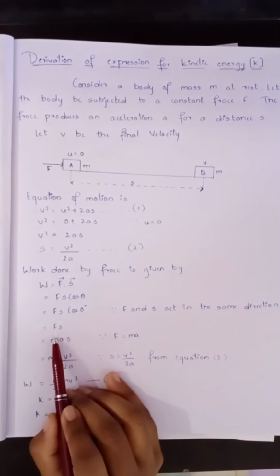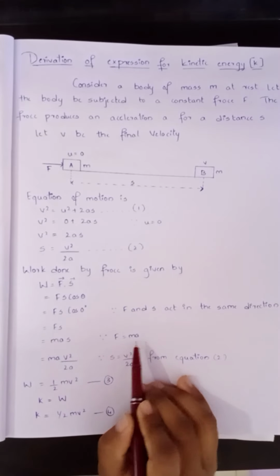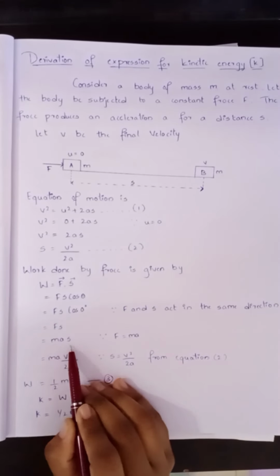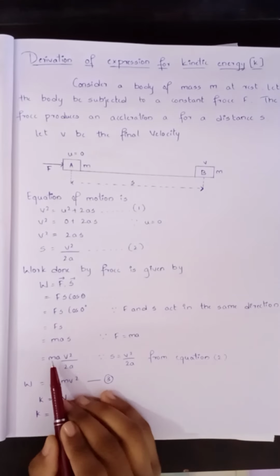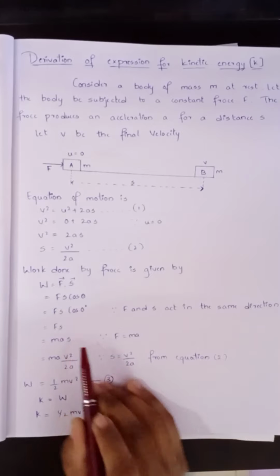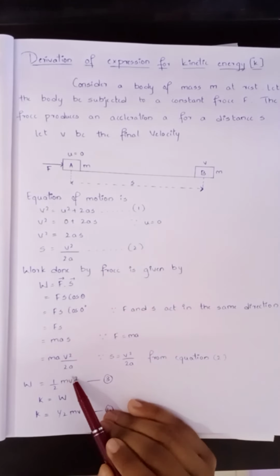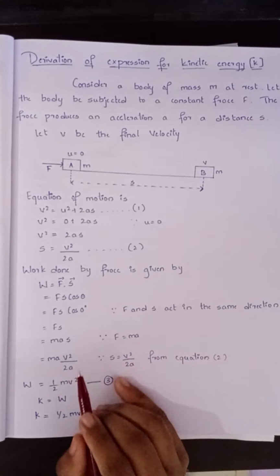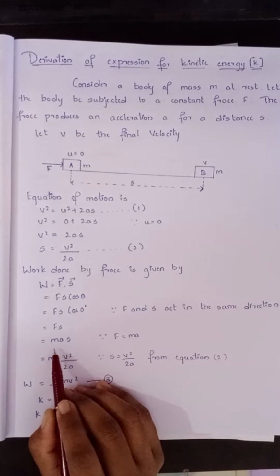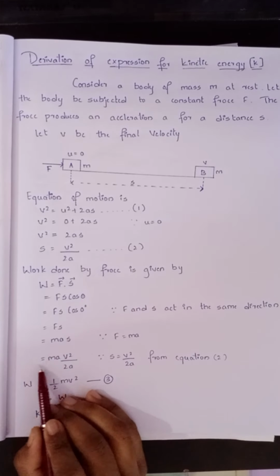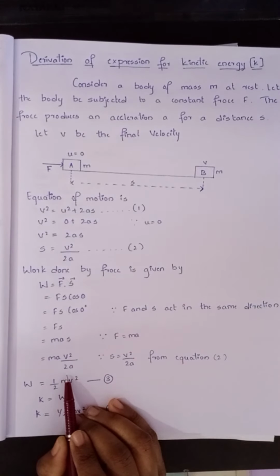So what is F? According to Newton's second law, F is equal to ma. So W is equal to ma times S. What is S from equation 2? That is v square by 2a. So from equation 2, we can write S as v square by 2a. So F is ma, and totally W is equal to ma times v square by 2a.